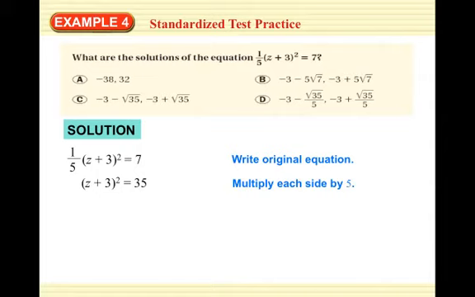So now we want to get to that z. What we need to do at this point, though, is get rid of that square outside those parentheses. So I'm going to take the square root of both sides.